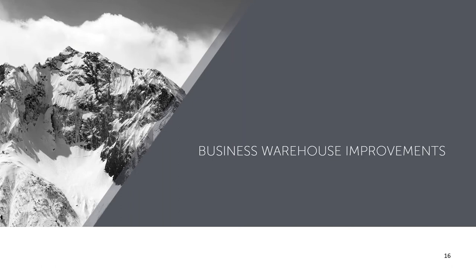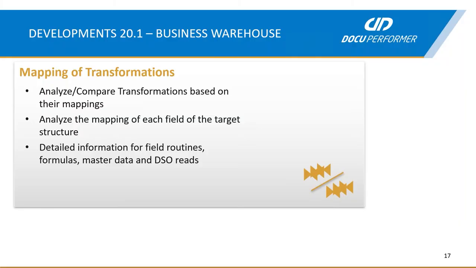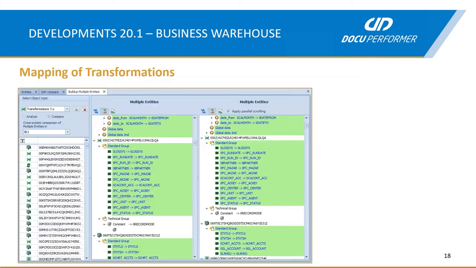All right, let's go to specific improvements. First of all, let's talk about BW. What changed here? For the first time, it's possible to analyze and compare transformations, and not only based on the technical name, but rather on the detailed mapping of the single fields. This means you will have an insight on each field of the target structure and how the mapping looked like. And this even with detailed information, meaning we are showing you the field routines, formulas, master data and DSO reads, and so on.